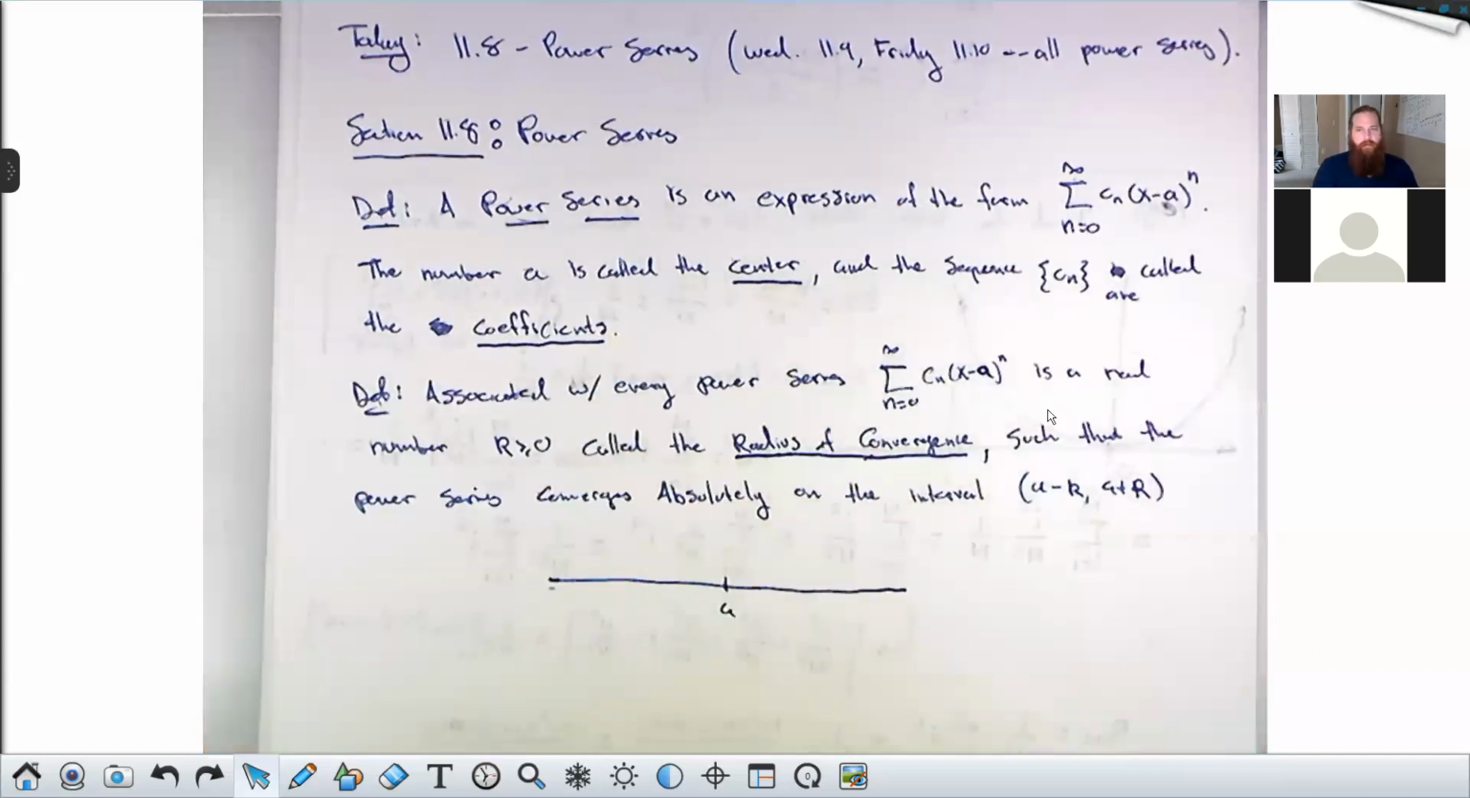If you plug x equals a into this series, then this piece, a minus a, is 0. So you just have Cn times 0 to the n, and at best, that's C1 or C0. So that series is guaranteed to converge if you plug in a. And then the question is, how far away from a can x be and still get a convergent series?